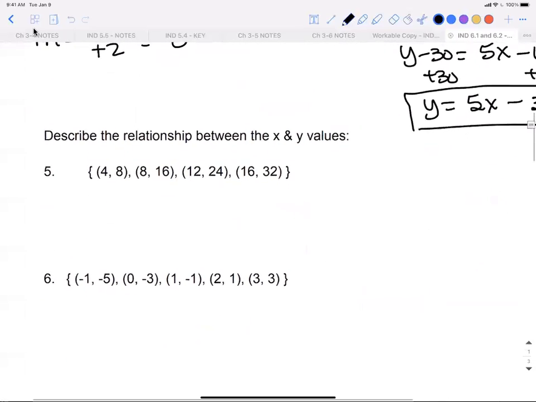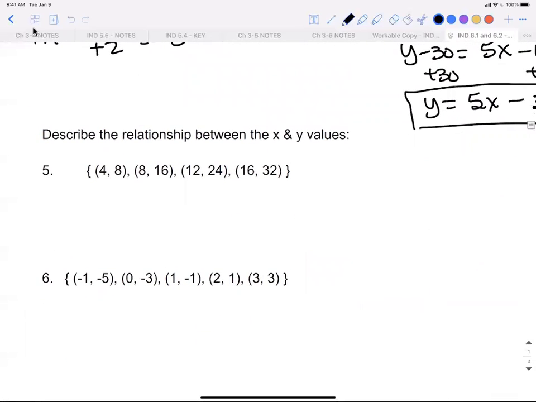Now, again, on your homework, you're going to see something like this. Describe the relationship between the X and the Y values. In indicator 6, it doesn't matter what the directions tell you. They all mean the same thing. Y equals mx plus b. Pick 2 points, find your M, and then whatever method you choose, whether it's point slope or slope intercept, plug in, find your B, and then write your final answer in Y equals mx plus b.